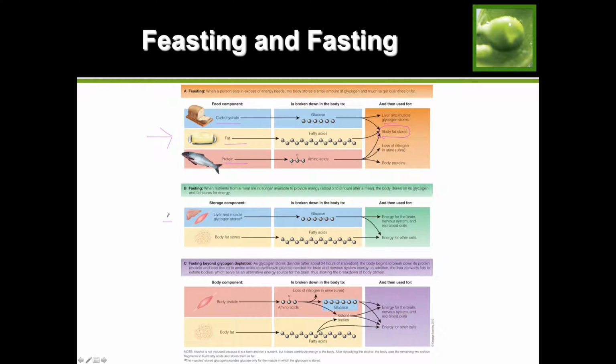Now when you fast, what happens? You start using your glycogen stores to produce glucose in order to produce energy. And also you start using your body fat stores to break down into fatty acids, your triglycerides, and use them for energy. Now, what happens when you go beyond glycogen depletion? This is when you have no more glycogen left and you're not eating glucose. So this is starvation, okay?